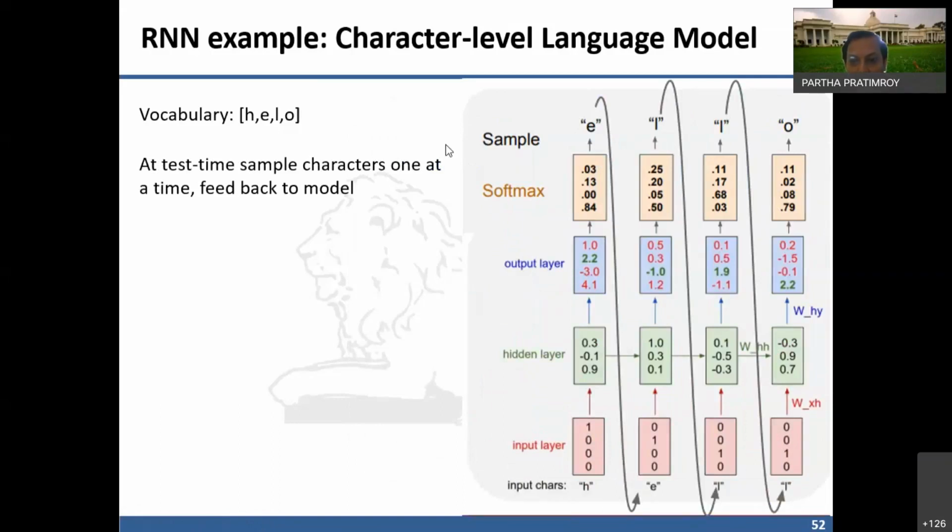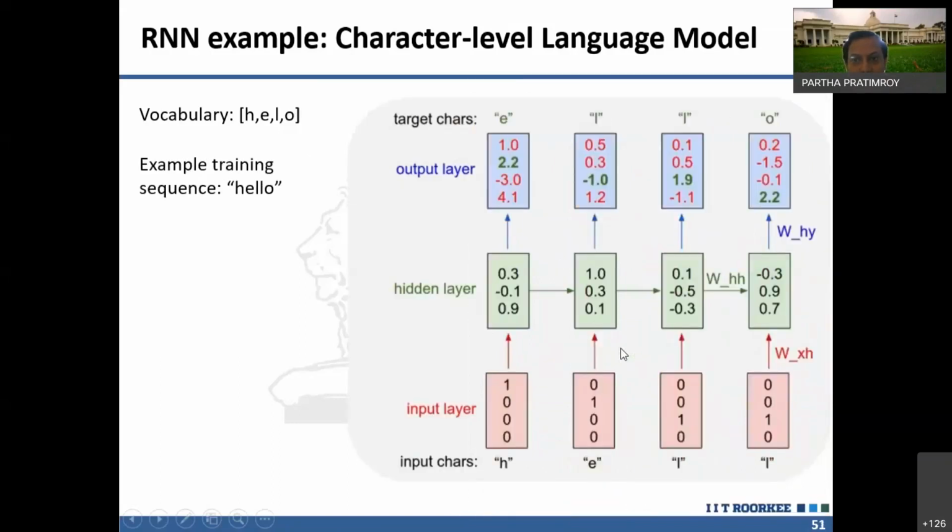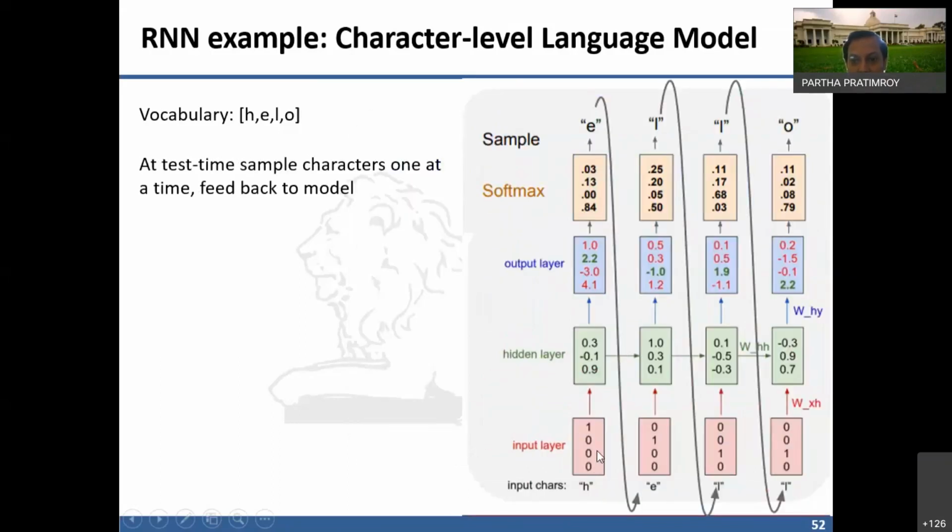So you will have this 1 0 0 0.3 minus 0.1 0.9. And then if you give H, you predict from this weight matrix, W to H, you multiply, and then you apply an activation function, and you get some output layer. From this output layer, you apply softmax or some function to receive this letter E. So input is H, output is E.